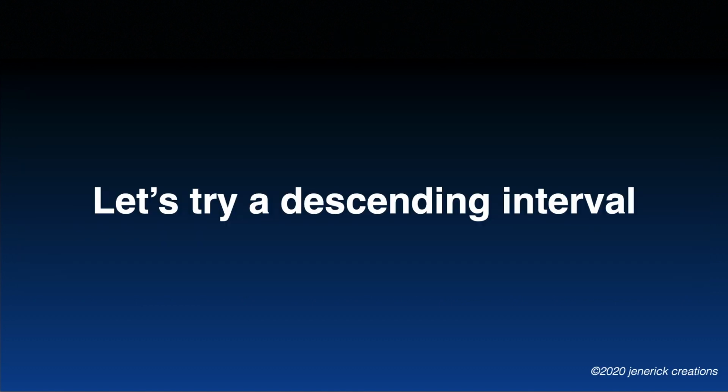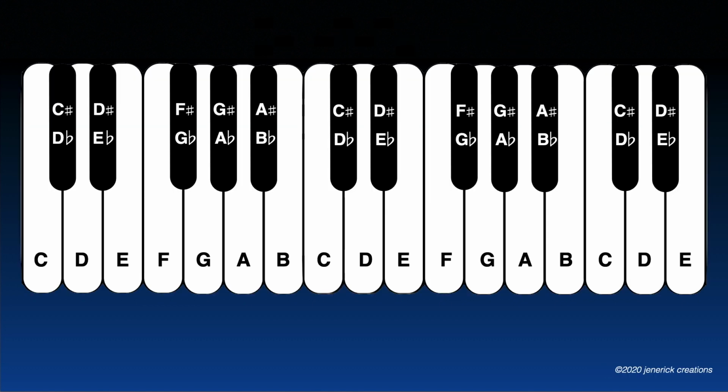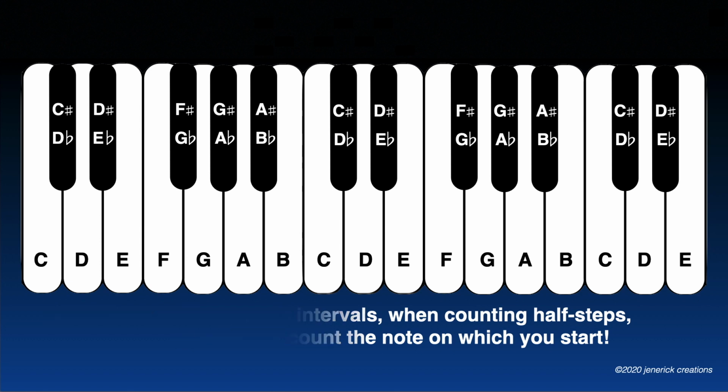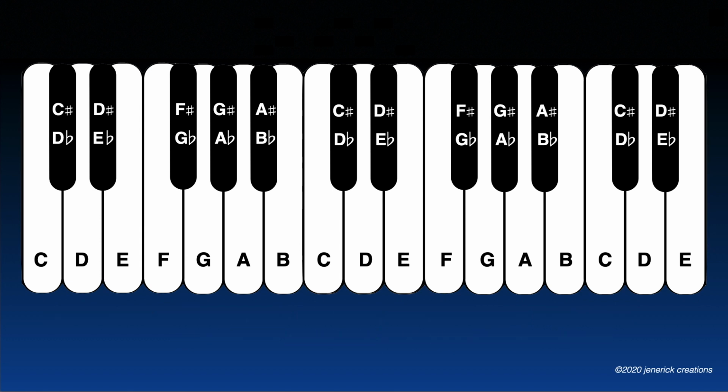Let's now try a descending interval. There's E, down to A sharp or B flat. Remember, unlike generic intervals, when counting half steps, you do not count the note on which you start. So there's our starting note. Now let's count the movement. 1, 2, 3, 4, 5, 6. So if you start on E and go down 6 half steps, that would get you to A sharp or B flat.